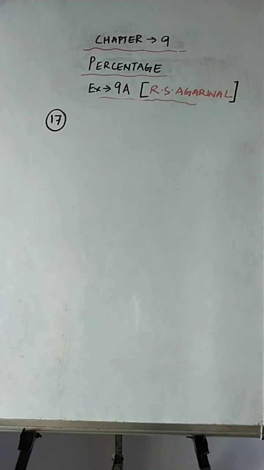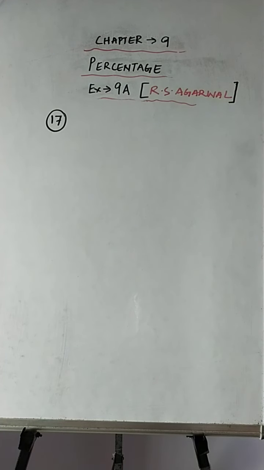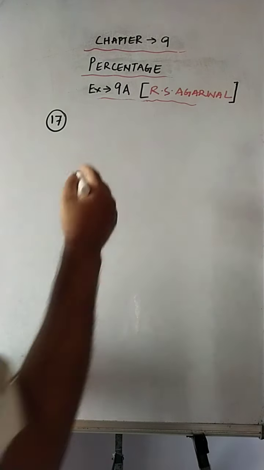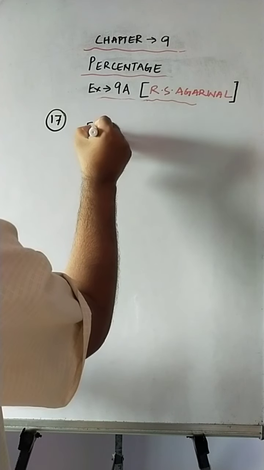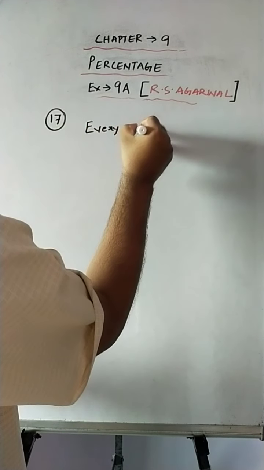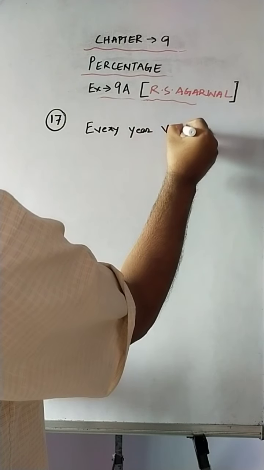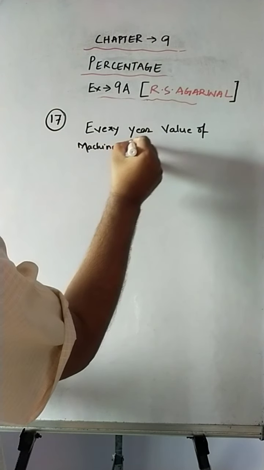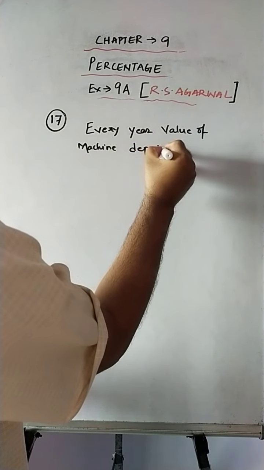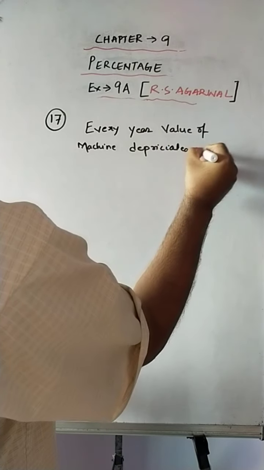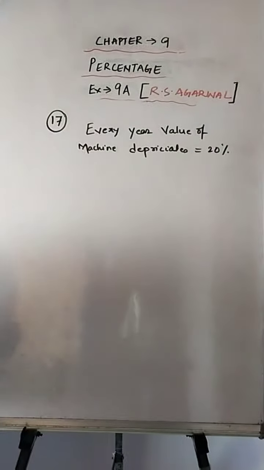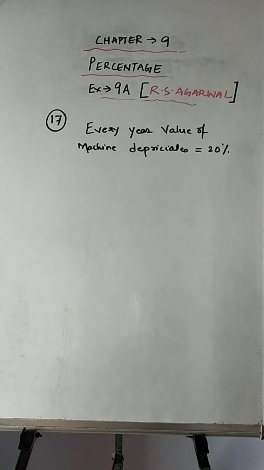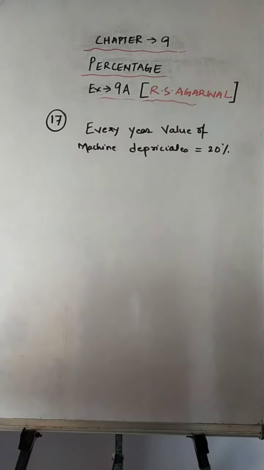In question number 17, the value of a machine depreciates every year by 20%. That means every year the value of the machine depreciates. What is depreciates? Depreciates means decreasing. It decreases by 20%. In the next sentence it is given, if the present value of the machine is 1,60,000.